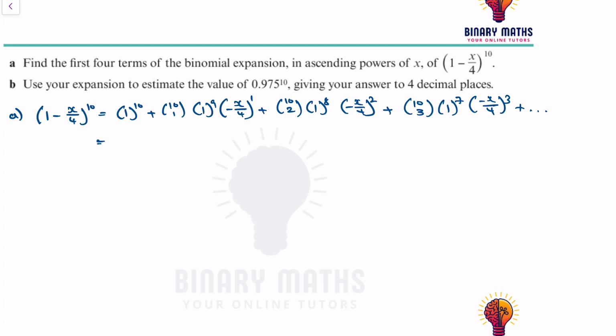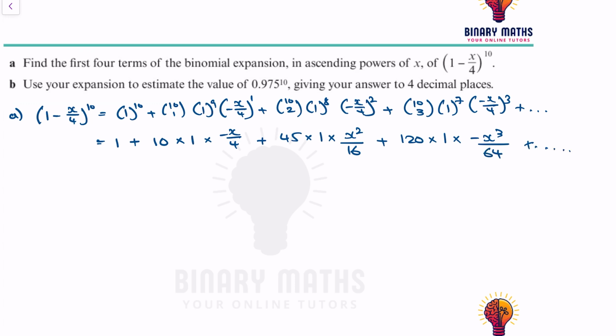Okay, so 1 to the power of 10 is just 1. 10 choose 1 is just 10. 1 to the power of 9 is 1 times minus x over 4, plus 10 choose 2 is 45, times 1 to the power of 8 is 1, times negative x over 4 all squared, which is x squared over 16, plus 10 choose 3 is just 120, 1 to the power of 7 is 1, times negative x cubed over 64, plus and so on.